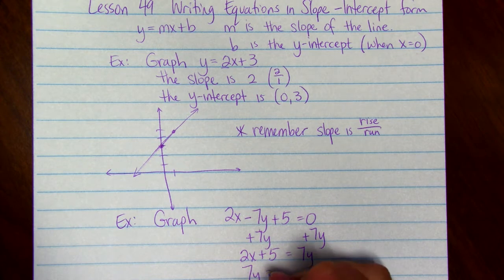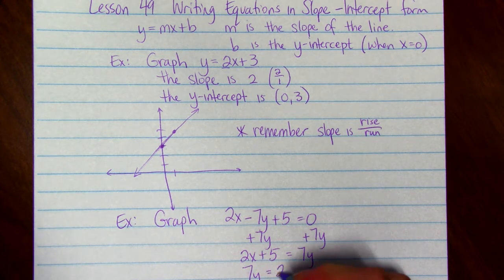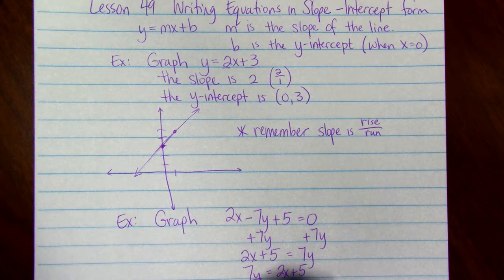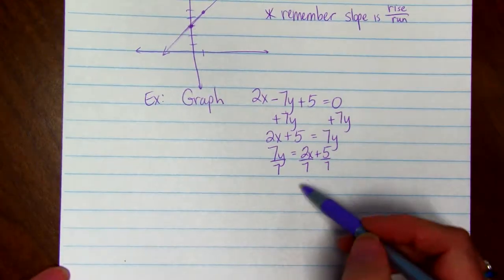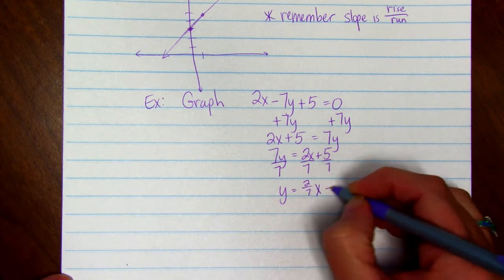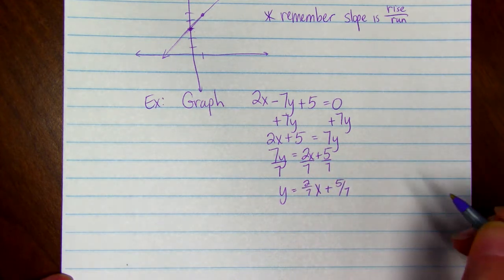Before I do that, I'm going to flip the sides around. These two are still equal. We just wrote 7y first. When we divide by 7, we have to divide each part of each term on the right side by 7. So we have y equals 2/7 x plus 5/7.